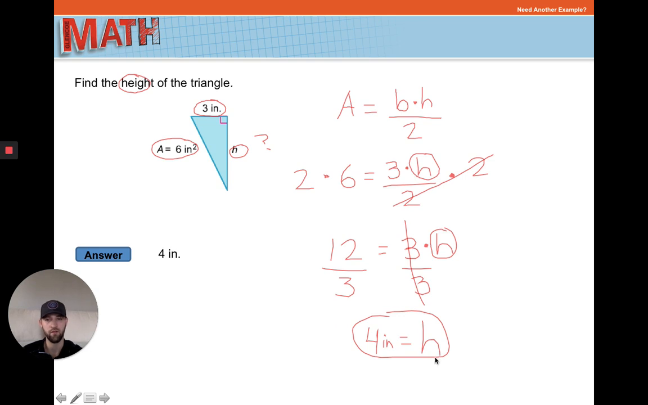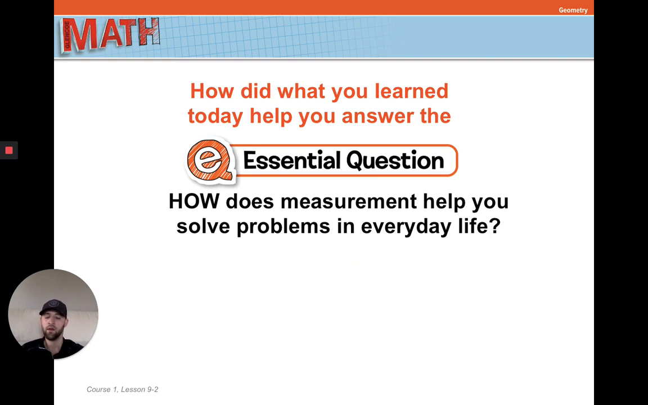Let's see if we got it right. And we did. All right, that's area of triangles.